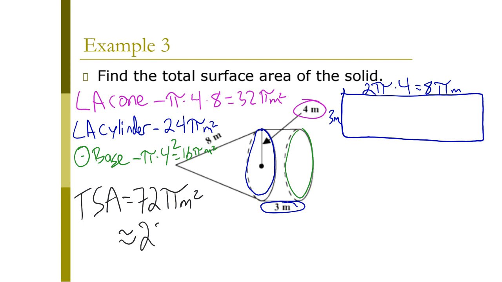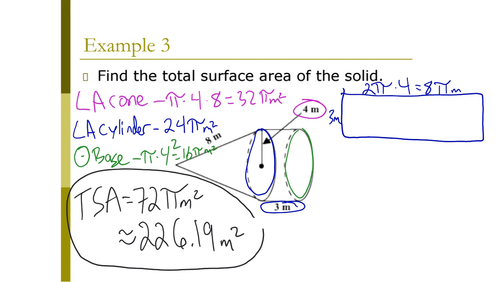All right, 226.19 meters squared. On a normal paper pencil test, we're going to usually ask for exact units, which would be the 72 pi meters squared. But if I ask for a decimal approximation, you would just plug it in and we would get the 0.19, or 0.2 if it was nearest tenth.